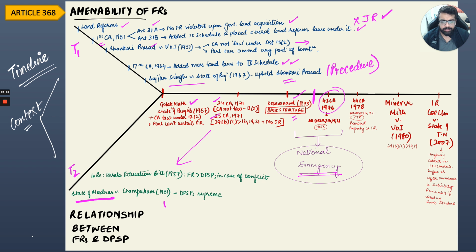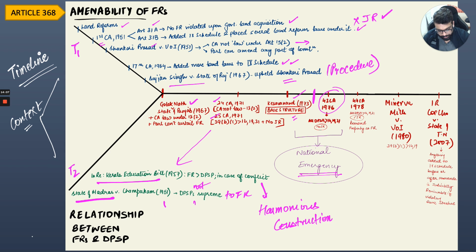Here, the Supreme Court clearly said that the DPSPs are not supreme to fundamental rights. They are absolutely not supreme. And in fact, the fundamental rights will always override directive principles no matter what. In reference to the Kerala Education Bill 1957, here also the Supreme Court categorically and as clearly as they could said that fundamental rights will always override directive principles in case of a conflict. And you may have heard of a doctrine called the Doctrine of Harmonious Construction. And this doctrine of harmonious construction essentially has its origin in the Kerala Education Bill.